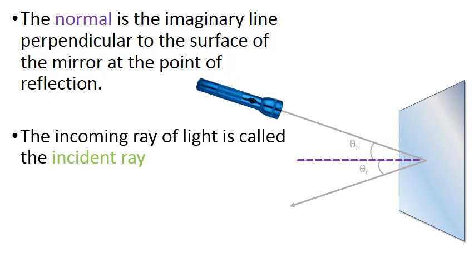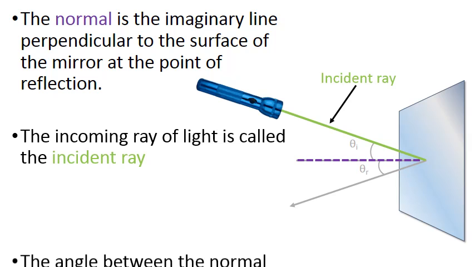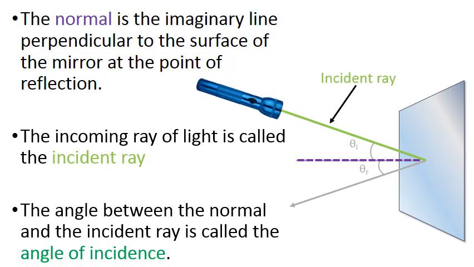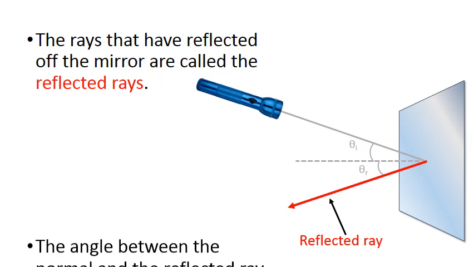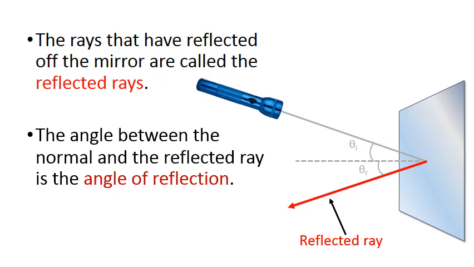The incoming ray of light is called the incident ray. So that's the green ray there. And the angle between the normal and the incident ray is called the angle of incidence. So that's the angle of incidence. The rays that have reflected off the mirror are called reflected rays. So that's a reflected ray there. And the angle between the normal and the reflected ray is the angle of reflection. So that's the angle of reflection.